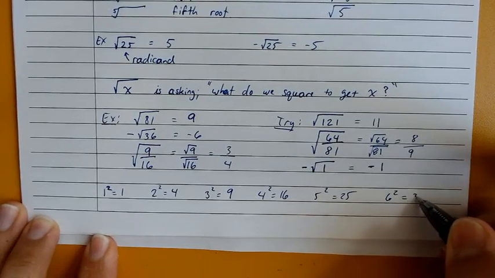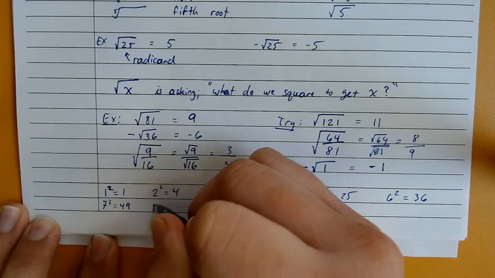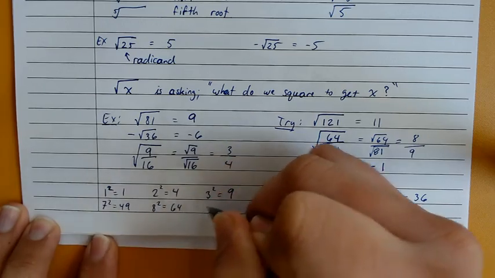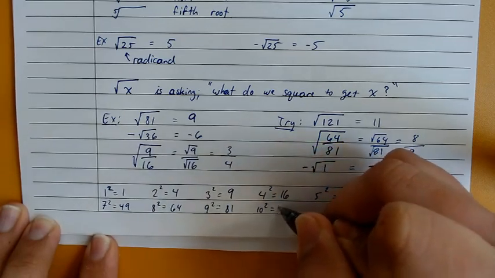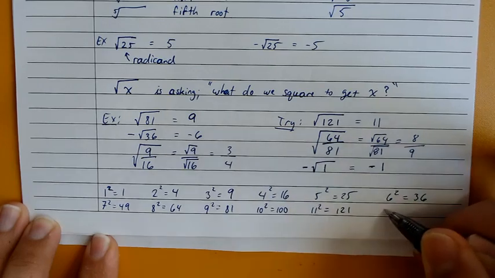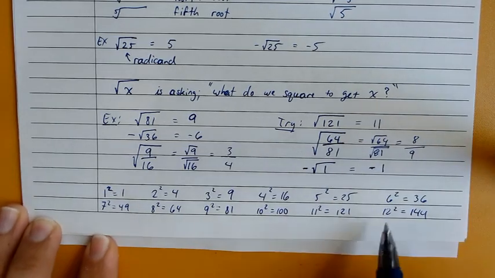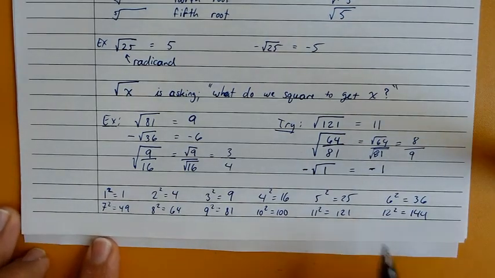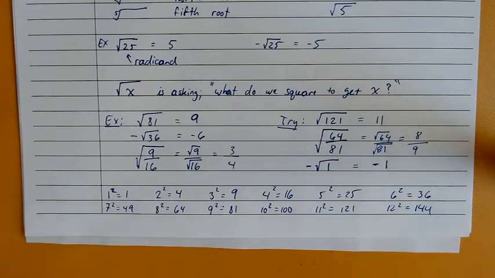6 squared equals 36. 7 squared equals 49. 8 squared equals 64. 9 squared equals 81. 10 squared equals 100. 11 squared is 121. And 12 squared equals 144. Now, obviously, we keep going, 13 squared, 14 squared, 15 squared, and so forth and so on. But at least these are useful enough because they appear very often. The smaller numbers appear more often.